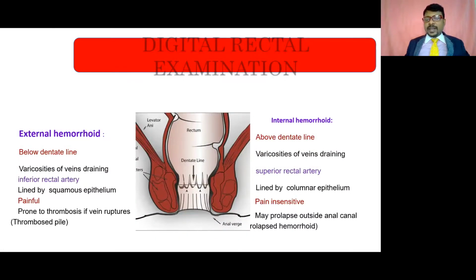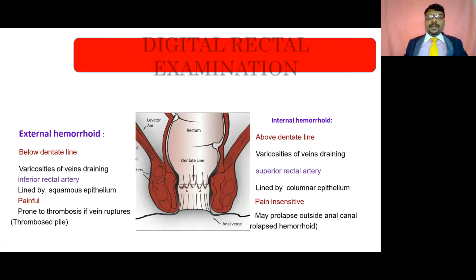In case of internal hemorrhoids, they are above the dentate line. Here also there are varicosities of the veins draining, and the superior rectal artery supplies these areas, and they are lined by columnar epithelium. So they are also pain insensitive. They cause less pain, or may not produce pain at all, but they may prolapse into the anal canal. Sometimes they may prolapse outside from the rectum into the anus. So that is called internal hemorrhoids.